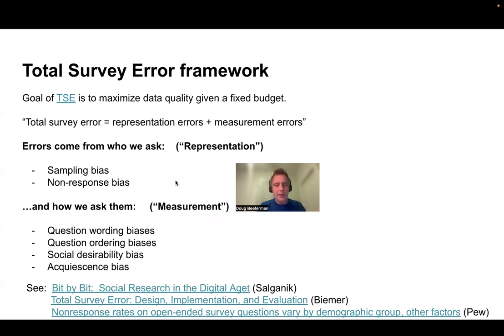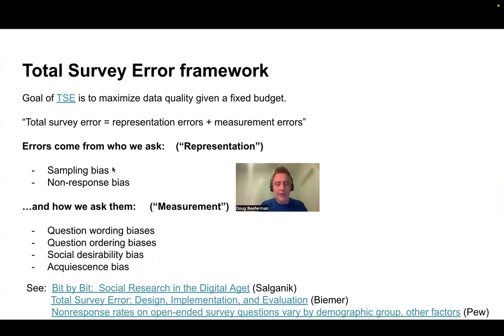There is this framework called the Total Survey Error framework, which you can read about from that link. The idea of TSE is, how can I design a survey to maximize data quality given some budget? And data quality is related to the amount of error we can expect. Error is a sum of two different kinds of error: representation error and measurement error. Representation error is about errors that come from not asking the right set of people. And measurement error is about the biases in how we ask them.